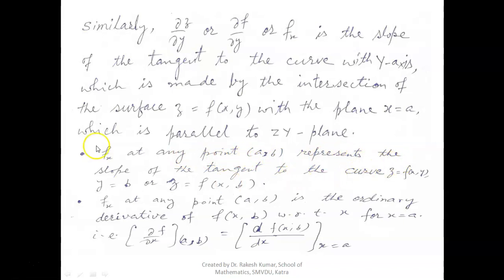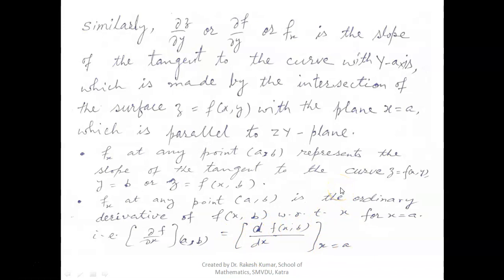f_x at any point (a,b) represents the slope of the tangent to the curve z = f(x,y), y = b, or simply z = f(x,b). Similarly, f_x at any point (a,b) is thus simply the ordinary derivative of f(x,b), because now z is a function of x only, with respect to x for x = a. It can be written as f_x, that is ∂/∂x of f at (a,b), is equal to d/dx of f(x,b) for x = a.